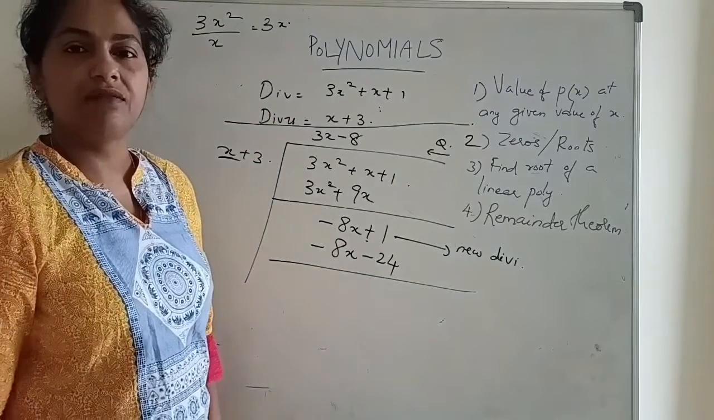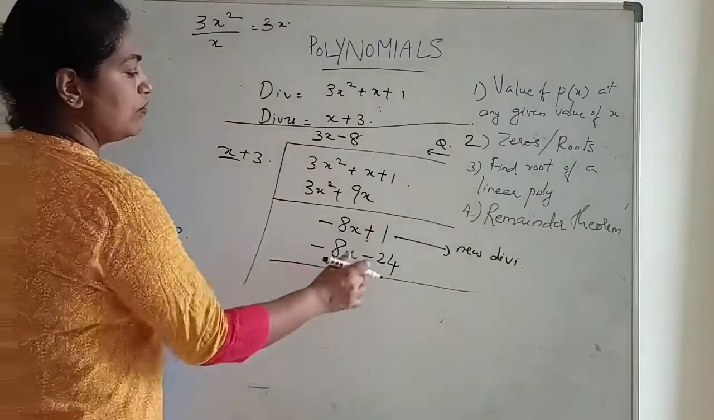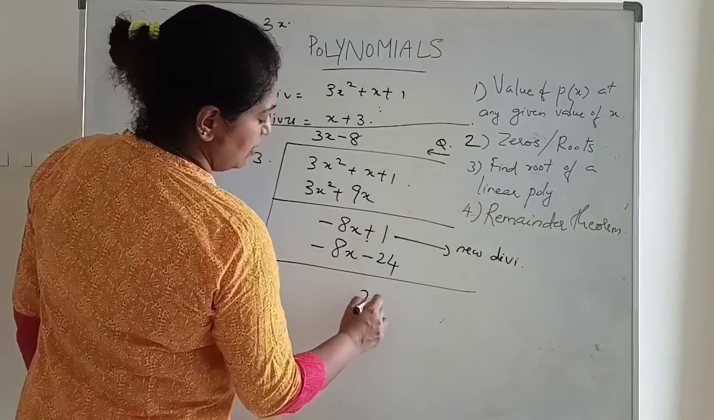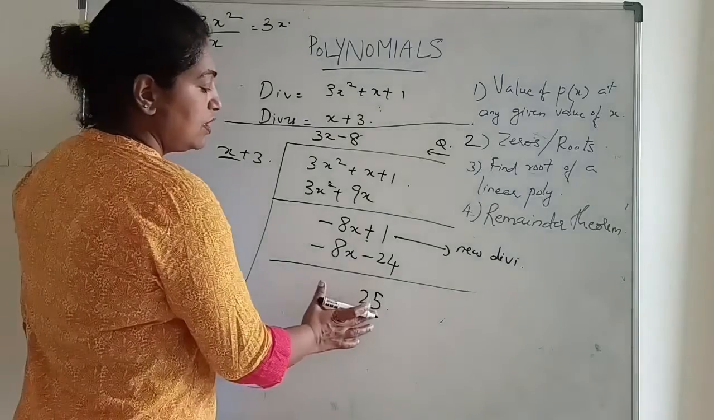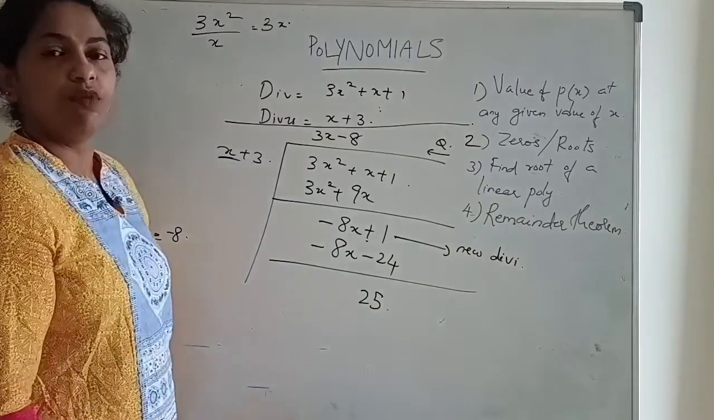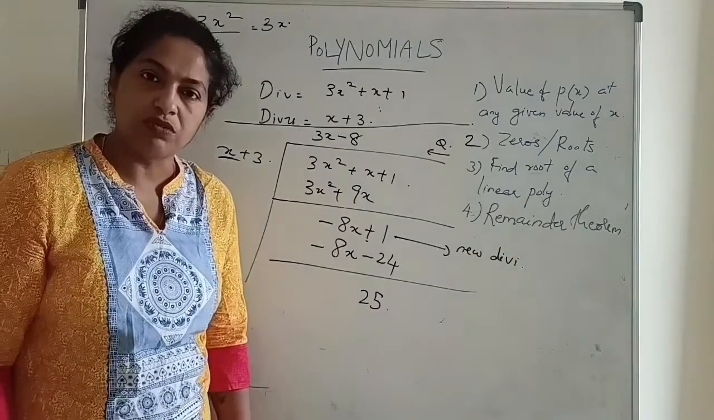What is my next step? Line 1 minus line 2. 1 minus minus 24 will give me 25. Now, further division is not possible. Why is further division not possible?